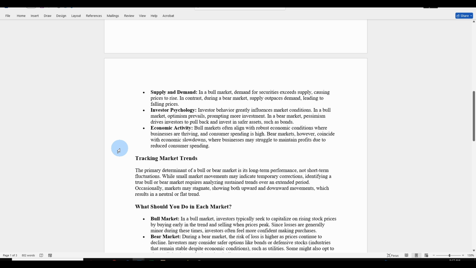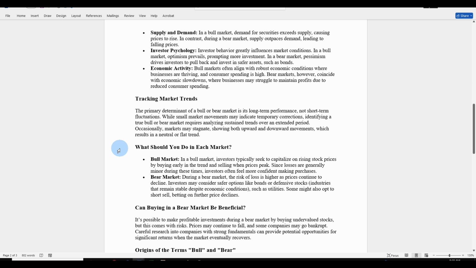Economic activity: bull markets often align with robust economic conditions where businesses are thriving and consumer spending is high. Bear markets, however, coincide with economic slowdowns where businesses may struggle to maintain profit due to reduced consumer spending.